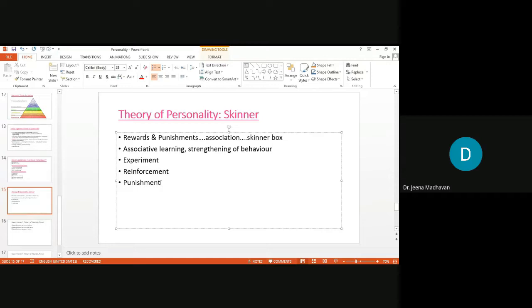That means, for example, if you do a good job at your workplace, then your manager gives you a bonus. That is an example for positive reinforcers.